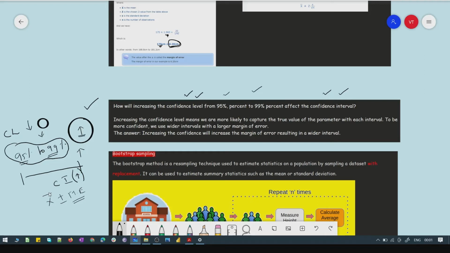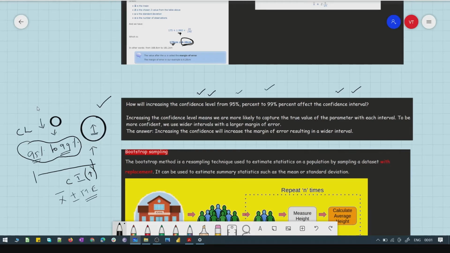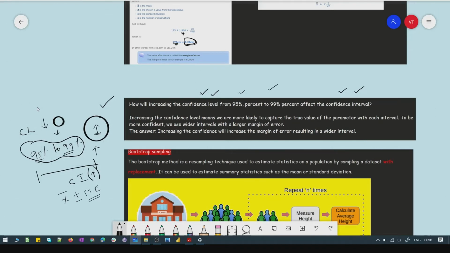Let me read it for you. Increasing the confidence level means we are more likely to capture the true value, which is the population parameter, with each interval. To be more confident, we use wider intervals with a larger margin of error. That's what I meant. Again, I'm repeating: when the confidence level increases from 95% to 99%, your bucket, the size of the confidence interval, increases, and so does the margin of error. That's the answer for the above question.